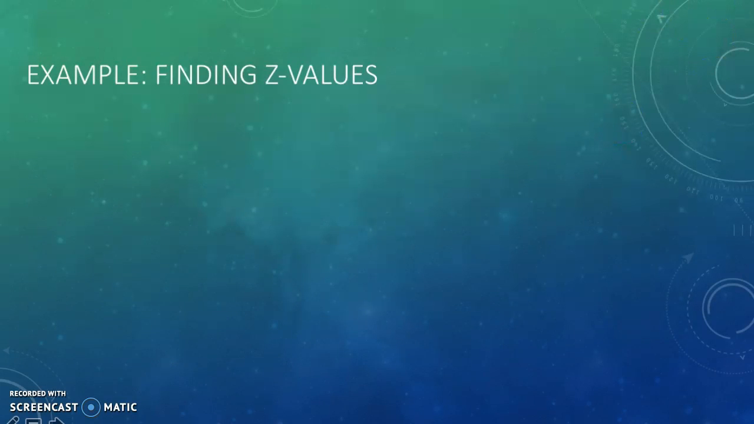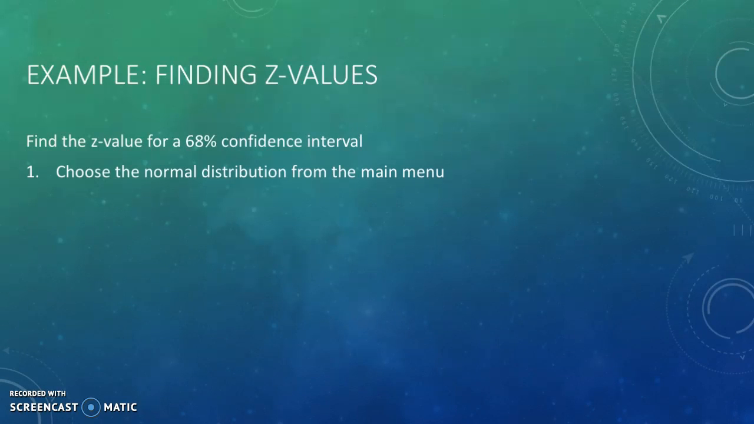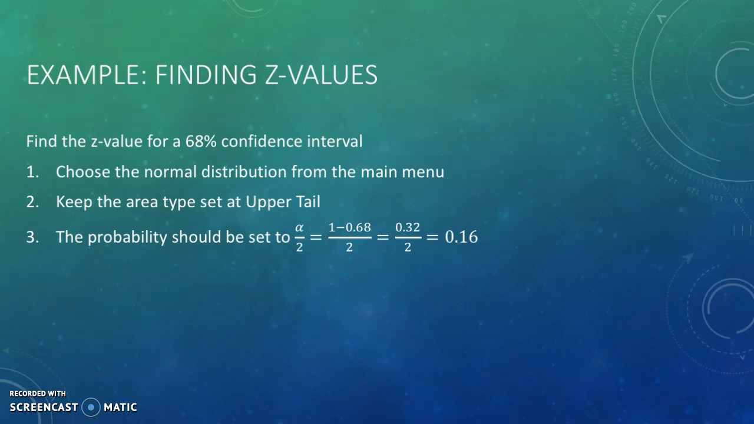To find z-values, this is just practice. If you want to find the z-value for a 68% confidence interval, first I would choose the normal distribution from the main menu on StatsMate. I keep the area type set as upper tail, and the probability portion should be set to alpha over 2.